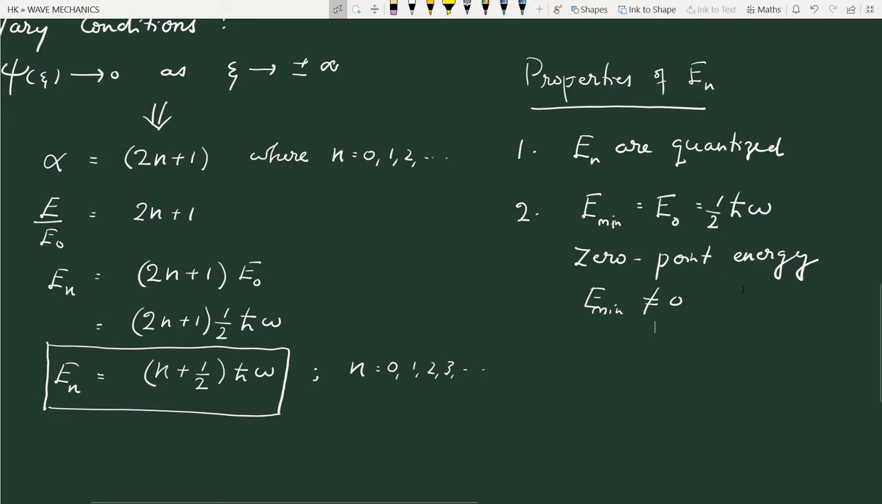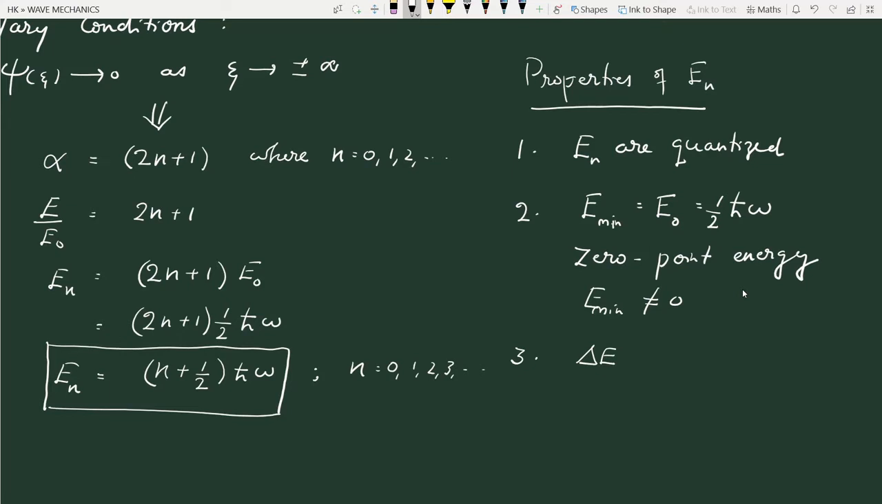Now the third property of the energy. The first two properties are general to any bound system. But the third property is specific to the linear harmonic oscillator. The third property is the energy difference, delta E.